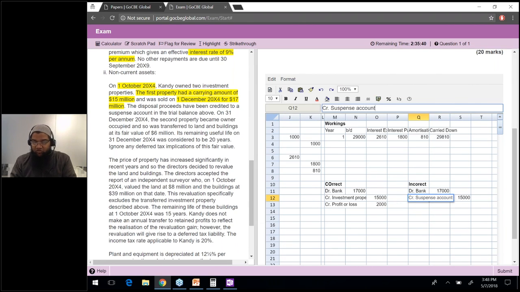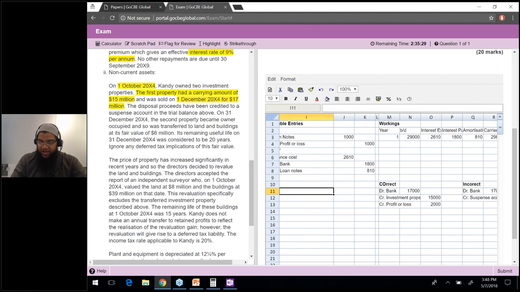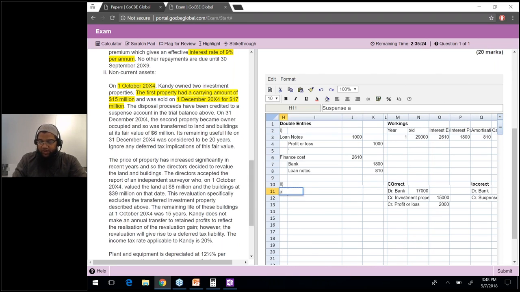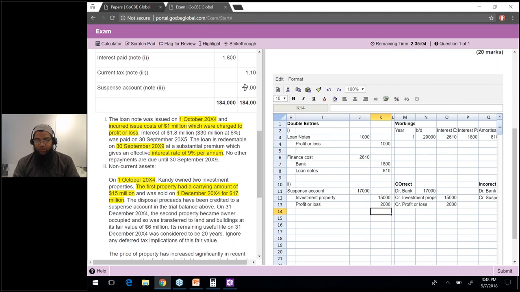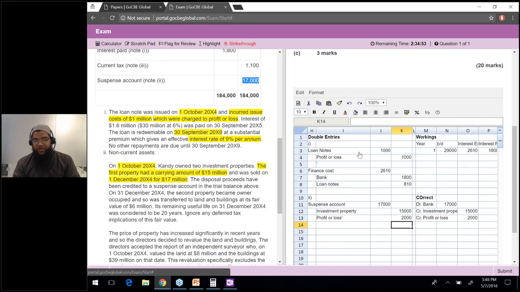So now what should be our correcting entry in this case? The amount that they would have recorded would be 17,000 again. We record the correcting entry as suspense account debit, investment property credit, and profit or loss credit by 17,000, 15,000, and 2,000, the bank having been recorded correctly. Now let's see the amount of the suspense account, if it is really 17,000 or something else. Yes, the amount of the suspense account is 17,000. So we have debited the suspense account and closed it. Now the error made in the question has been corrected.